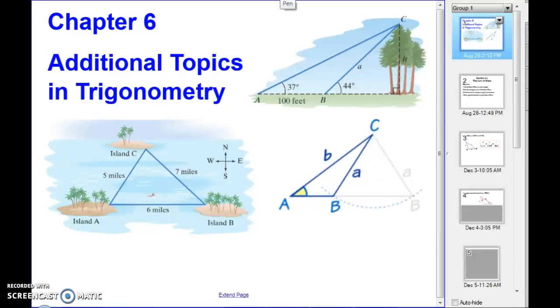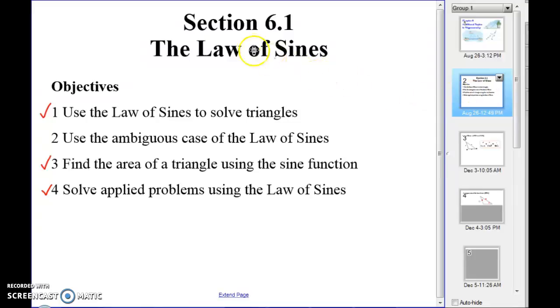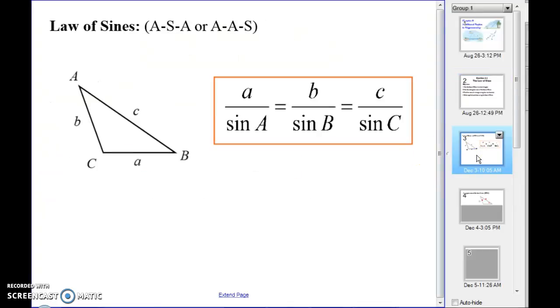Today we are going to continue with our work in Chapter 6, in Section 6.1, continuing talking about the law of sines. Yesterday we did items 1, 3, and 4 on this list. Today we're just going to focus on number 2, which is using the law of sines in the ambiguous case. So just a reminder that here is what the law of sines looks like.